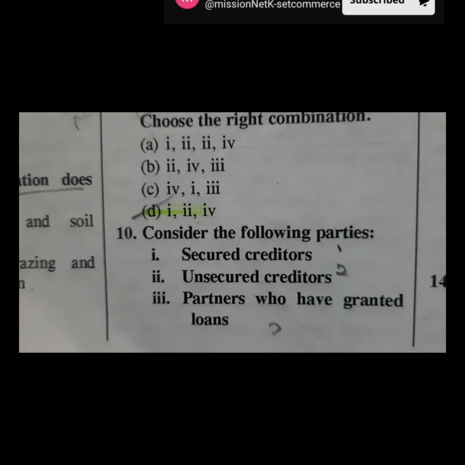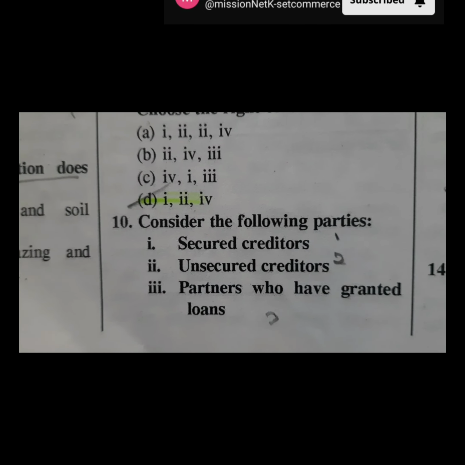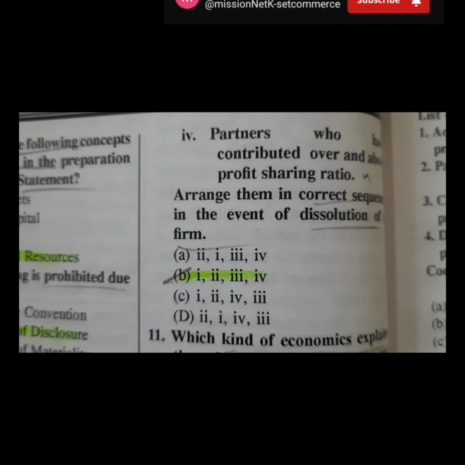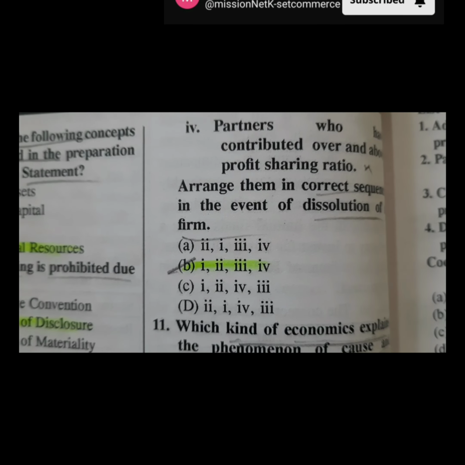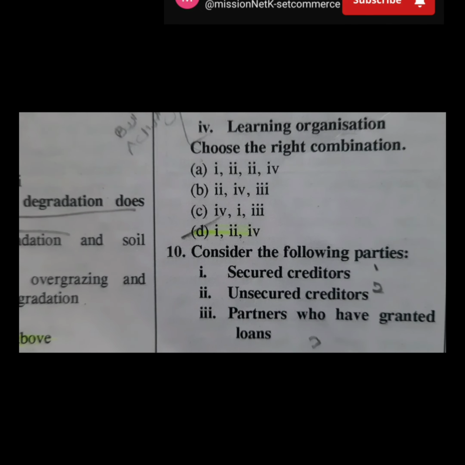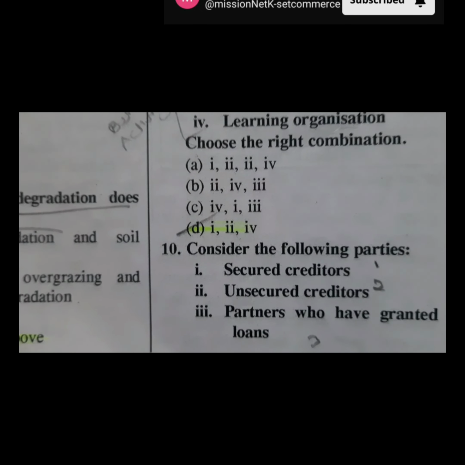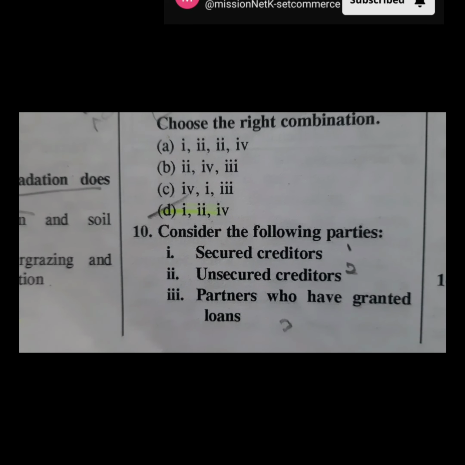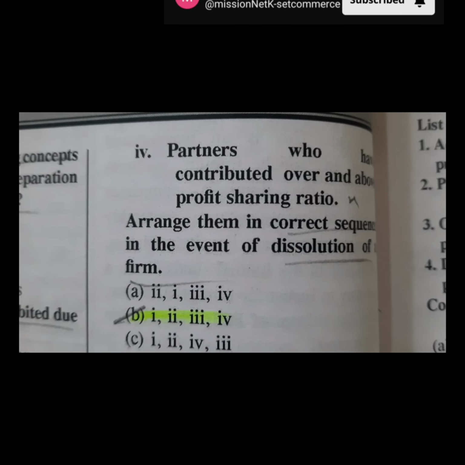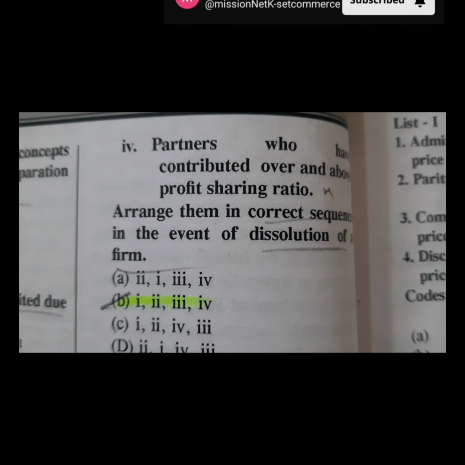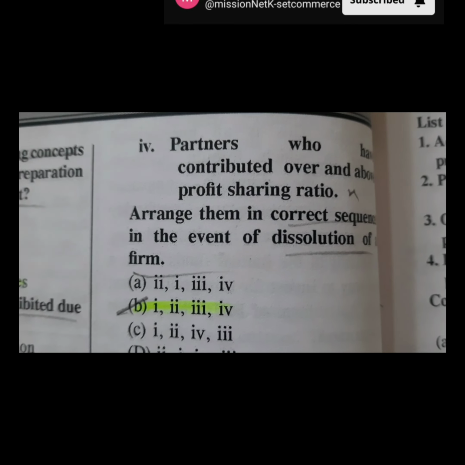The next question is consider the following parties. Here four options are given. Arrange them in correct sequence in the event of dissolution of firm. The right answer is option B. The first sequence relating to dissolution of a firm is secured creditors, then unsecured creditors. Then the next one is partners who give granted loans. The final one is partners who have contributed over and above the profit sharing ratio. So the right answer is option B.